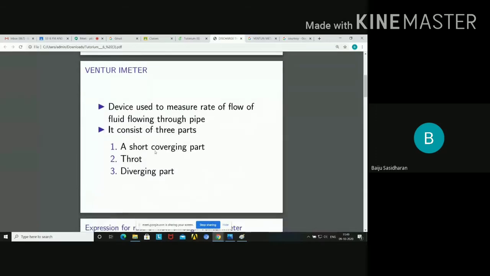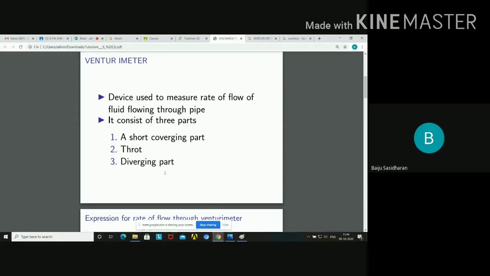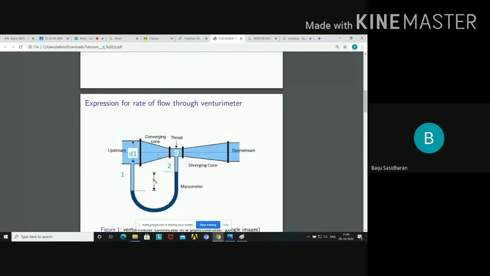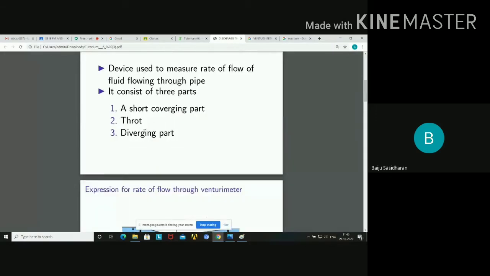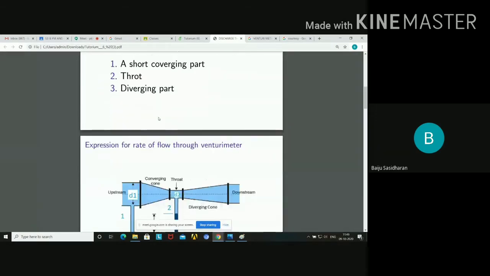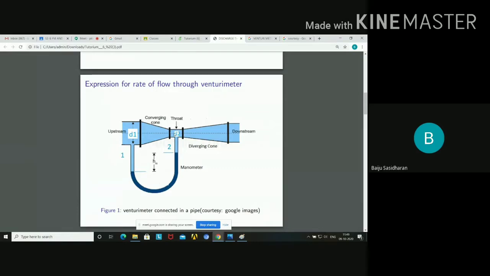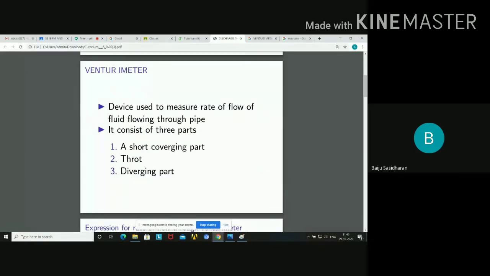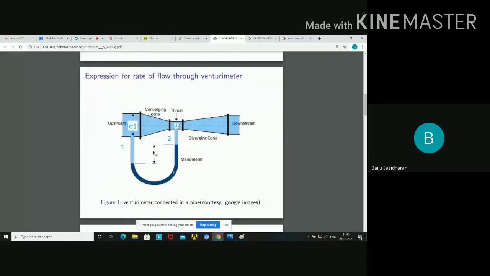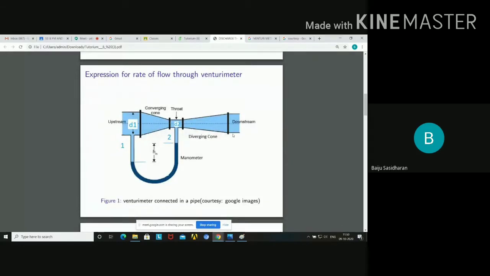Now regarding the details, the venturimeter is a device used to measure the rate of flow of fluid flowing through a pipe. It consists of three parts. One is a short converging part, next is the throat, and after that the diverging part. This is the short converging part, this is the throat, and this is the long diverging portion.